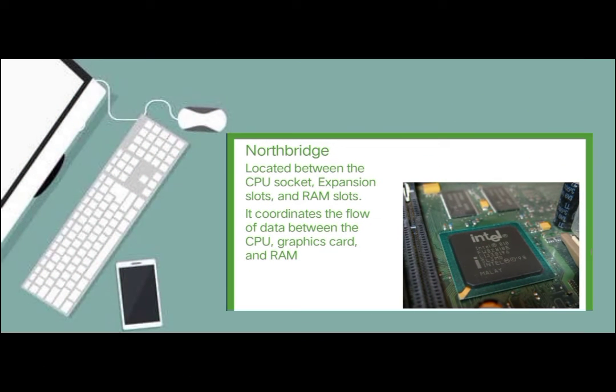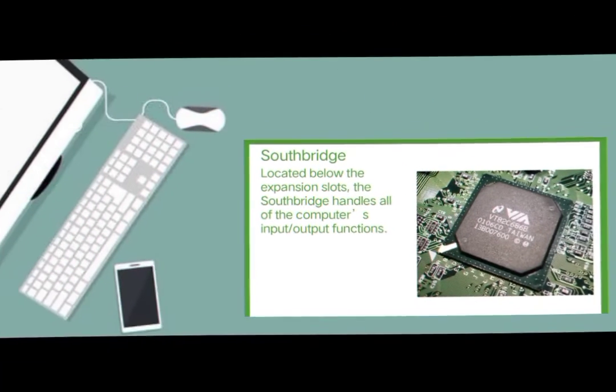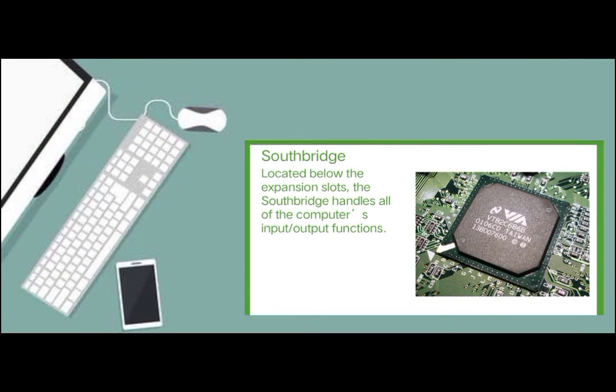The third one is the North Bridge. It is located between the CPU socket, expansion slots, and RAM slots. The North Bridge coordinates the flow of data between the CPU, graphics card, and random access module. The fourth one is the South Bridge. The South Bridge handles all the computer's input and output functions.